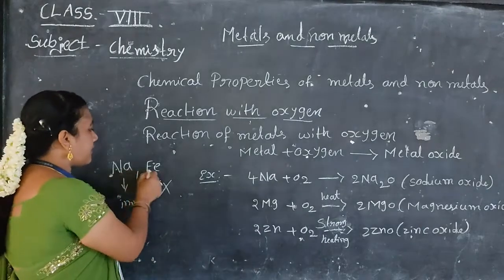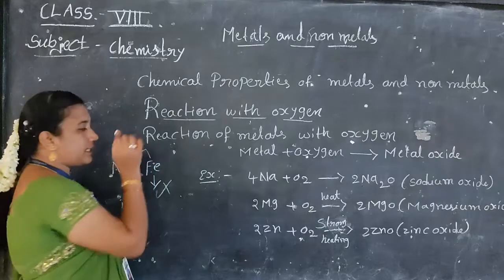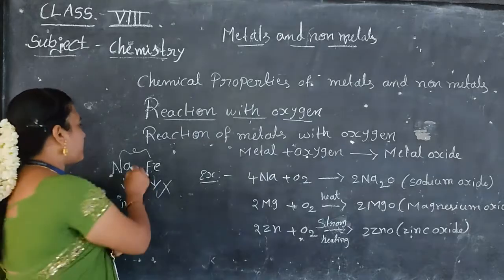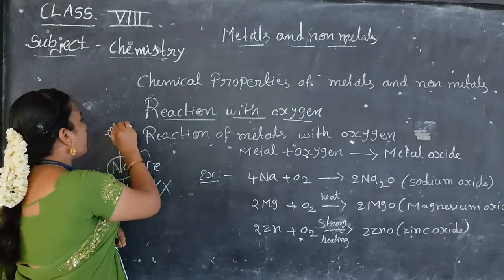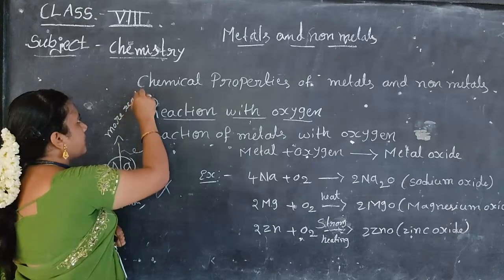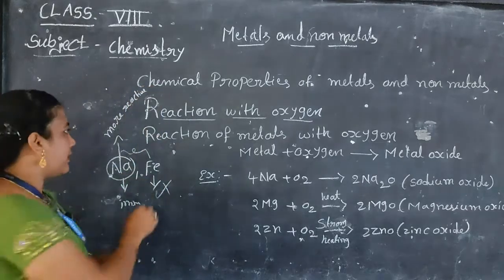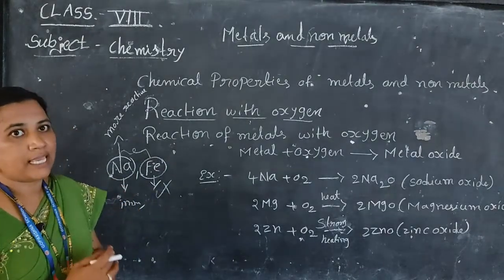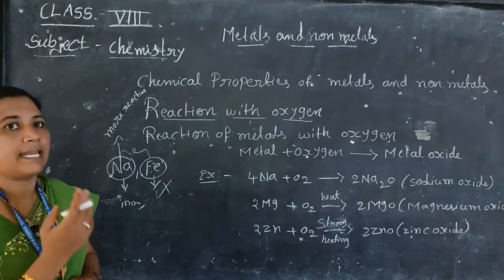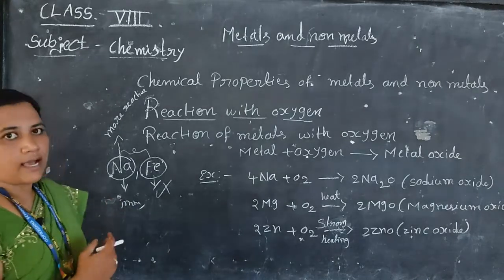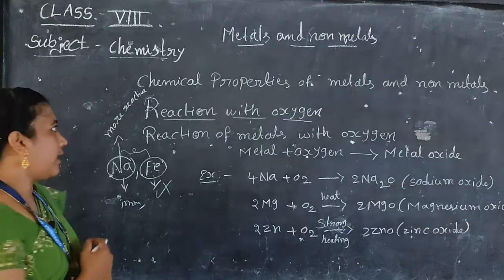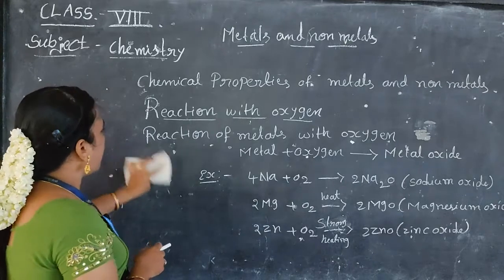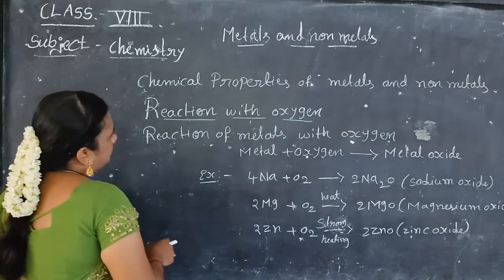Even though both are metals, they are not showing the same properties, because sodium is a more reactive element when compared with iron. Like that, all metals do not have the same chemical properties. Based upon their reactivity, these metals give different products. First, we have to consider the reaction with oxygen.